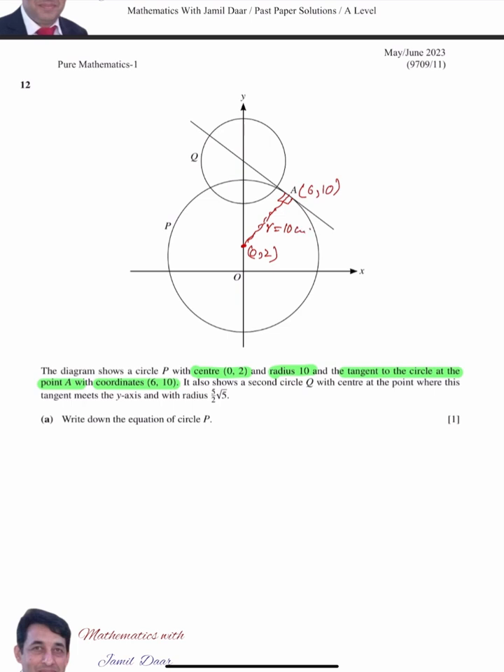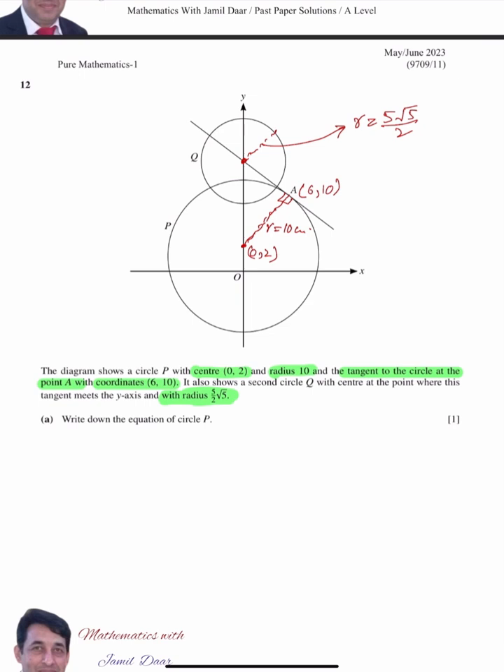It also shows the second circle Q, with center at the point where this tangent meets the y-axis, and the radius of Q is 5 square root of 5 over 2. So the center of Q is this point, and the radius of Q is this one.